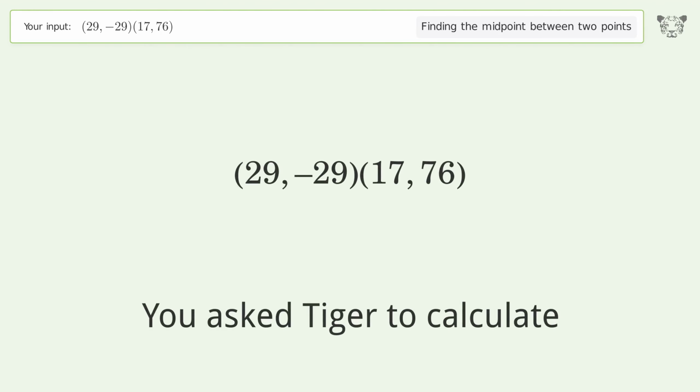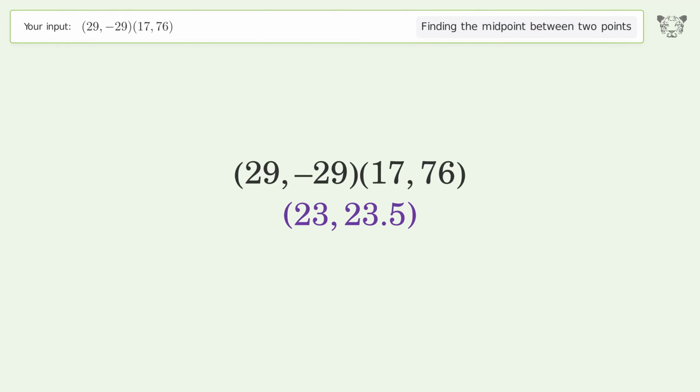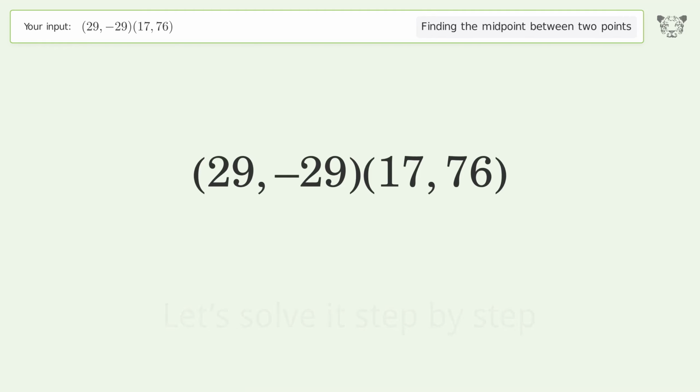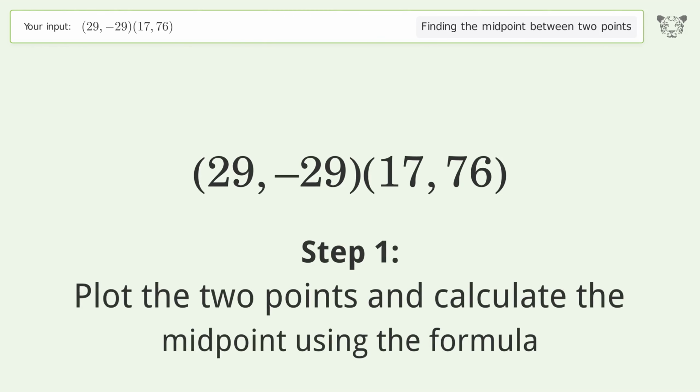You ask Tiger to calculate. This deals with finding the midpoint between 2 points. The midpoint between the 2 points is 23, 23.5. Let's solve it step by step. Plot the 2 points and calculate the midpoint using the formula.